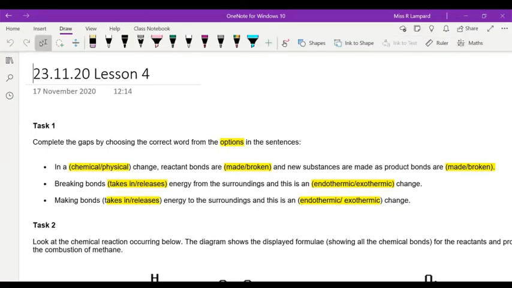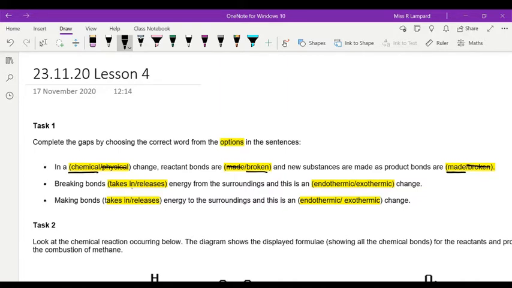Okay, so hopefully you have managed to identify the correct words in each of the sentences. So we should have chosen the following: in a chemical change, reactant bonds are broken and new substances are made as product bonds are made. So we are breaking bonds and then making bonds.